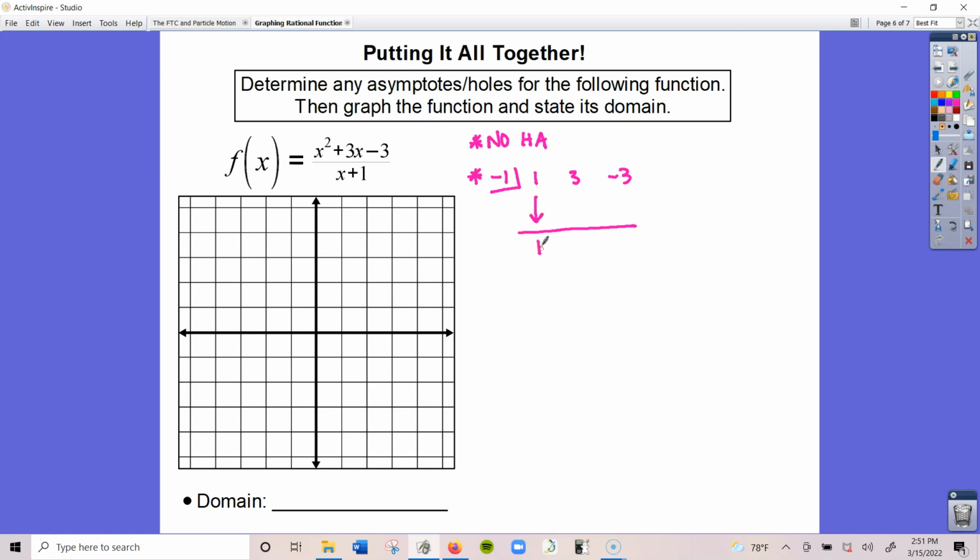Bring down the 1. 1 times -1 is -1. 3 minus 1 is 2. 2 times -1 is -2. And we get a remainder of -5. Not that it matters. So the equation of my slant is going to be y equals 1x plus 2.